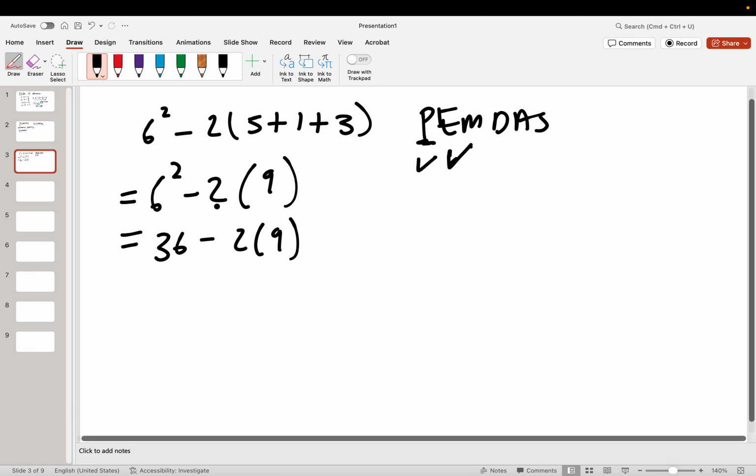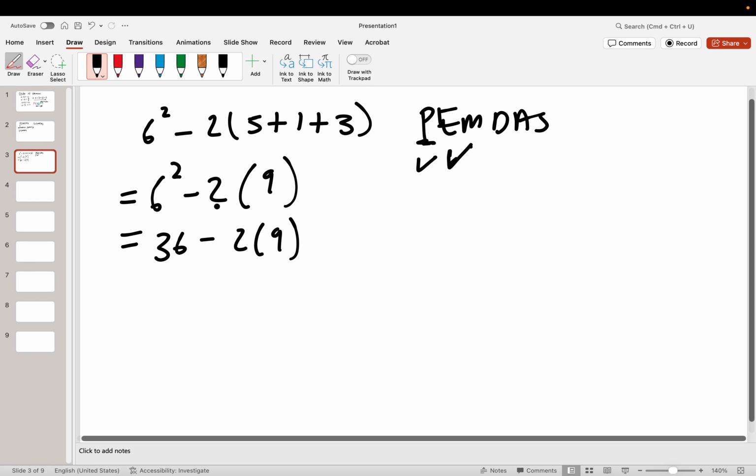So essentially the reason why we have this order is because there's so many sequences that we could follow to solve this problem. But in order to have a universally correct answer, we came up with PEMDAS so that if we follow that same sequence of order, then we have one correct answer.